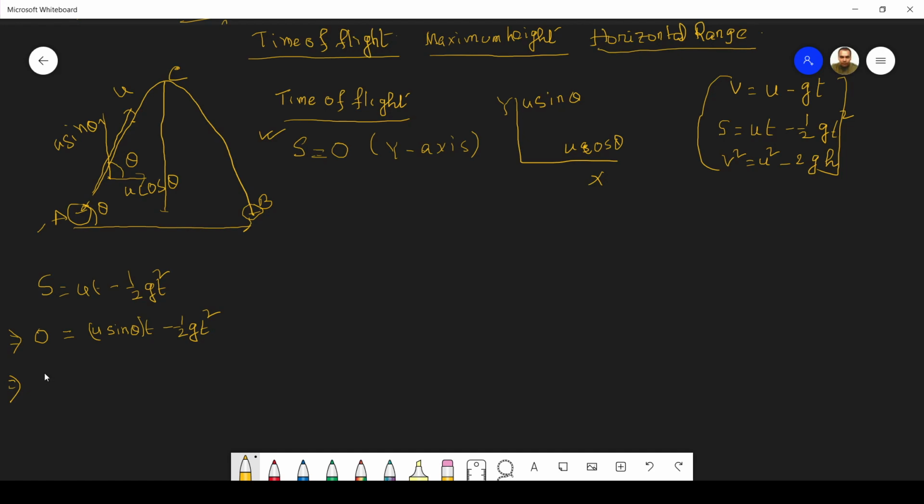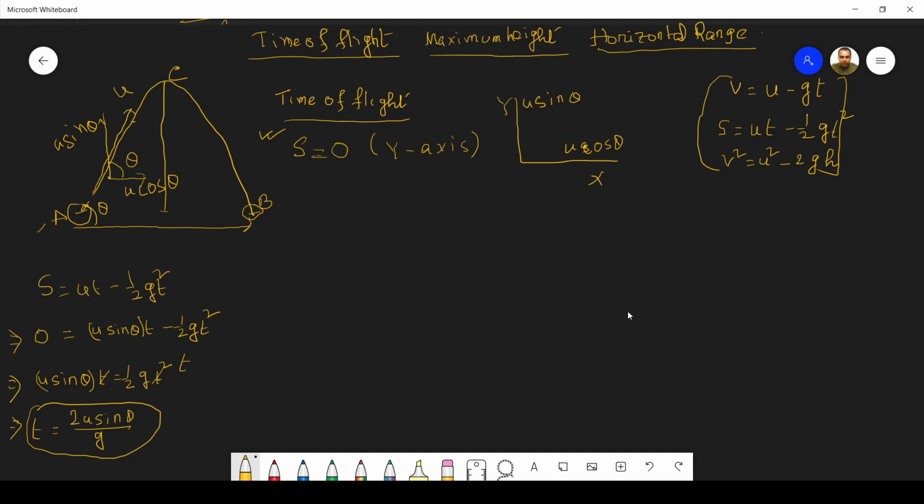Let me rearrange this equation. u sin theta multiplied by t equal to half g t square. We have to calculate the value of t from this equation, and that would give us the time of flight. If we cancel, one t will be remaining. So t will be equal to twice u sine theta over g. This is the expression for time of flight. That means the projectile will be in motion for this much time, twice u sine theta by g.